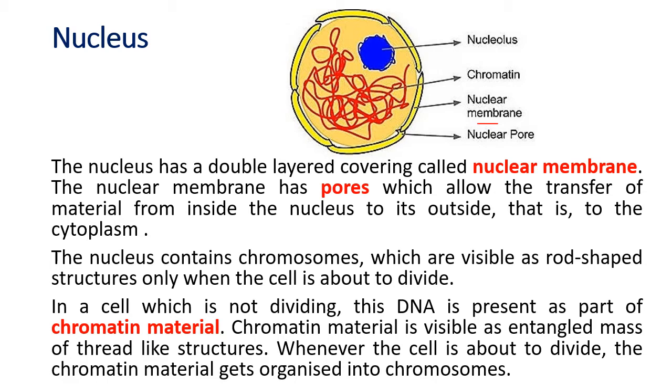Now as you can see, the nuclear membrane has got pores, some openings. Can you see these pores? These are openings which allow the transfer of material from inside the nucleus to the outside into the cytoplasm. Now why should there be an opening? Because even the nucleus is doing metabolic activities, it needs energy. So the nucleus will need materials for energy.